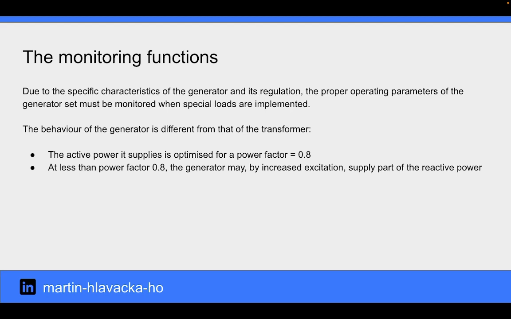The active power it supplies is optimized for a power factor equal to 0.8. At less than power factor 0.8, the generator may, by increased excitation, supply part of the reactive power.